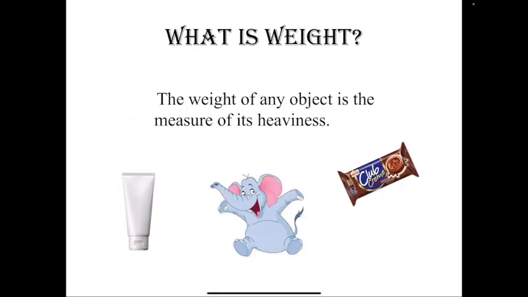So children, what is weight? You can say the weight of any object is the measure of its heaviness. How heavy it is. Is it very heavy or is it light? Like the tube of toothpaste. It is of 200 grams. Yes or no? Biscuits. They are 400 gram biscuits. It is written on the packet. So that tells you the weight, how much material is there in that packet. Okay, children.